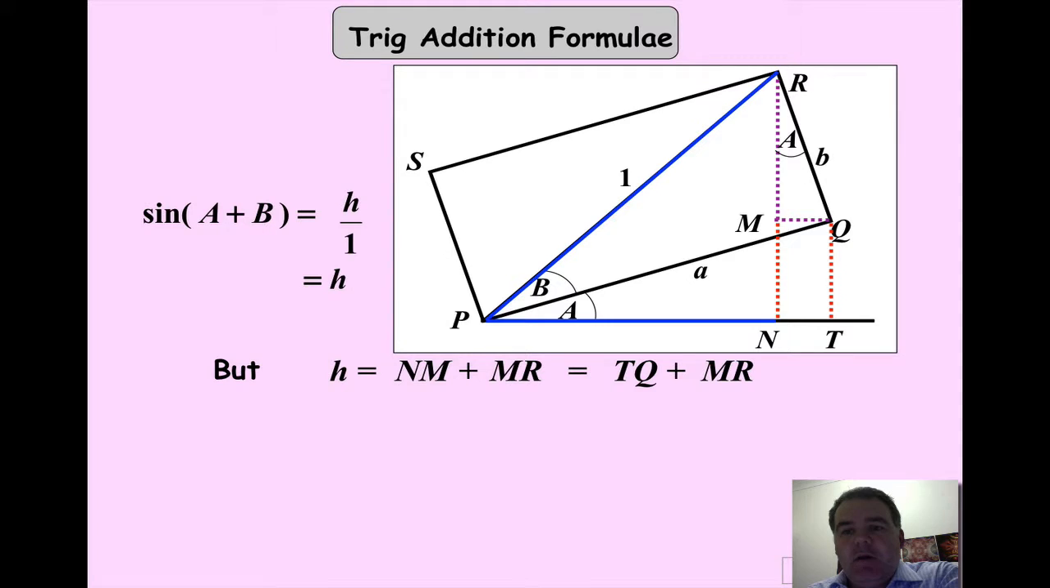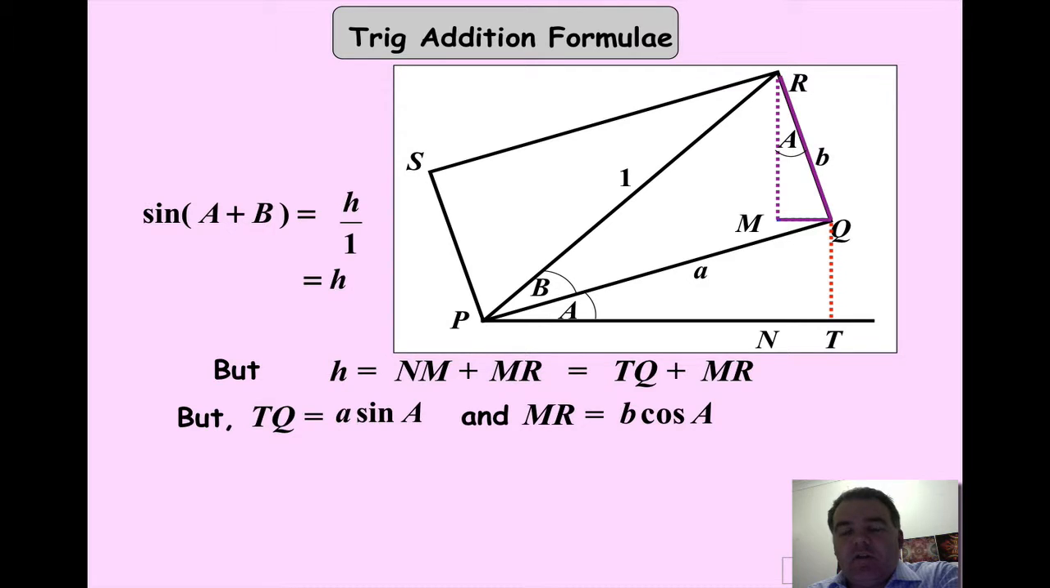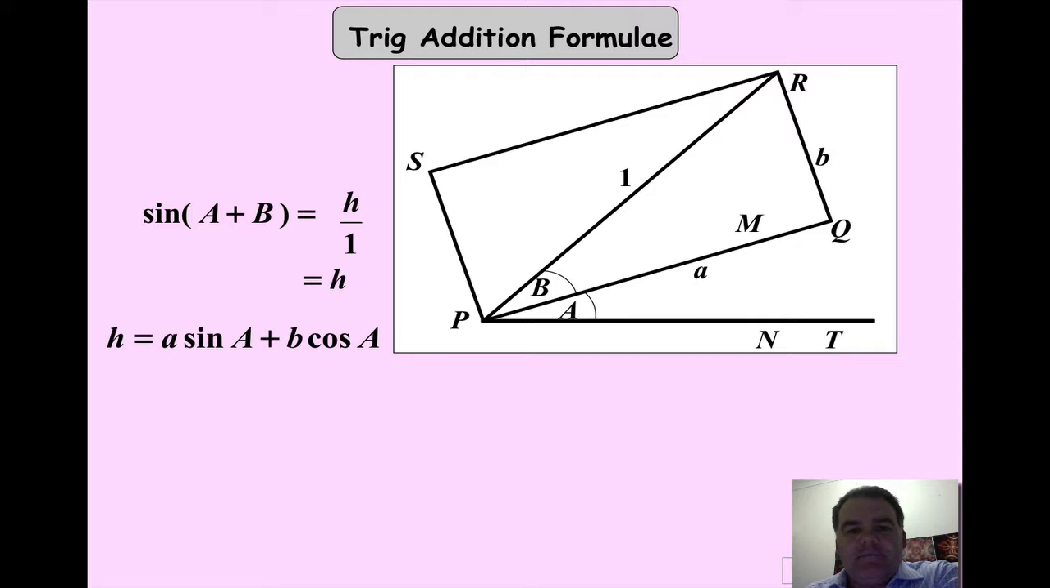So the red length is the same as that one. So let's get the length of TQ. From that triangle there, sine of A is equal to TQ over a. So therefore TQ is a sine A. So that's half of our puzzle formed. Now looking at that right angle triangle at the top there, MQR, we can say that cos of A is equal to MR over b. So MR is b cos A. So therefore that h that we're looking for is a sine A, that's T to Q, or M to M, plus M to R, which is b cos A.